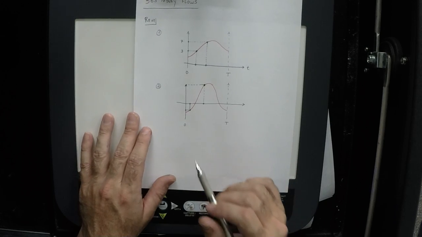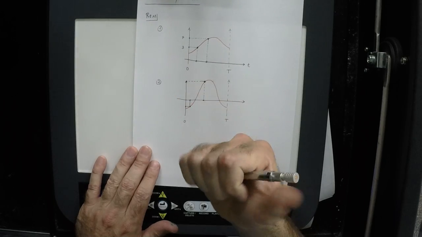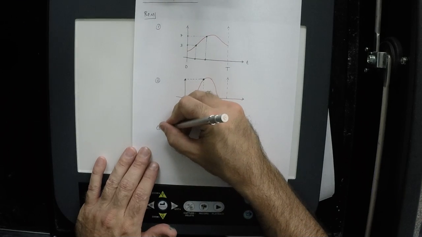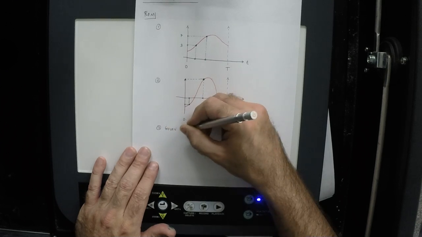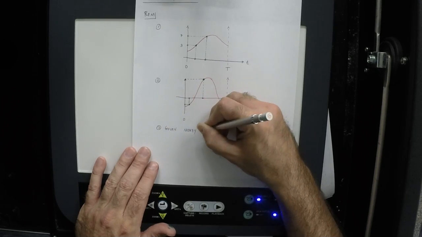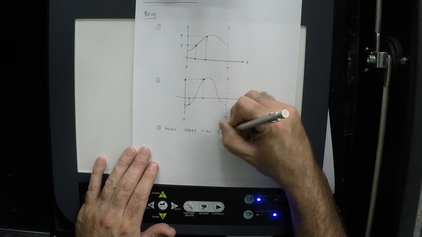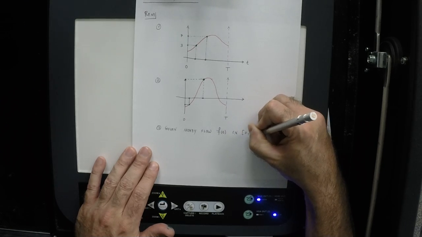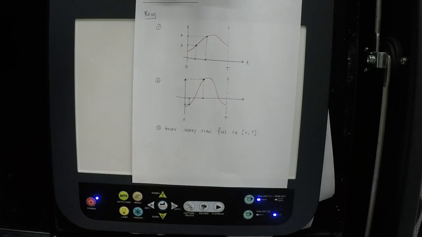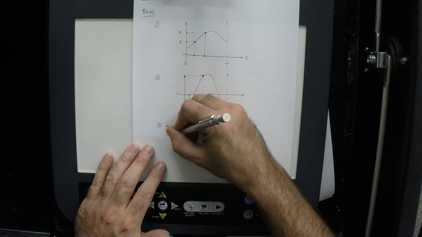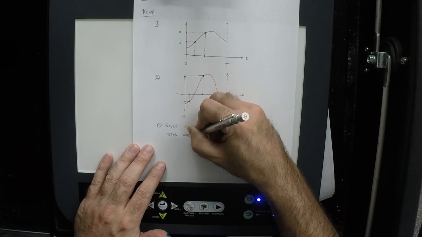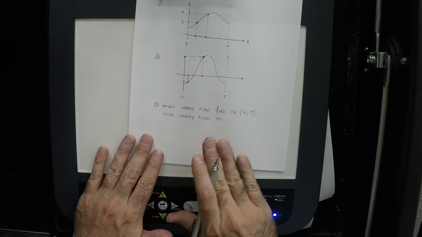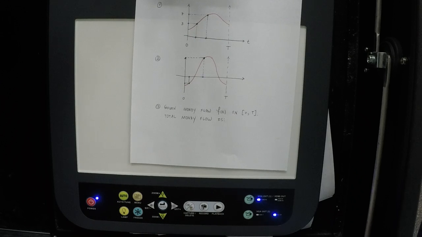Right. So then, here's the question. Suppose you have a money flow F of t on the time interval 0 to big T. What's the total money flow? Specifically, I want you to give me a formula. And now, I'll say something.